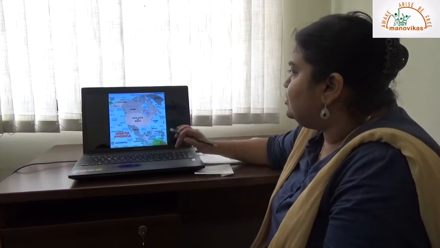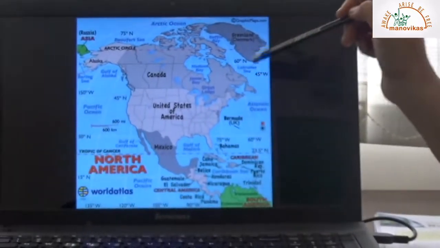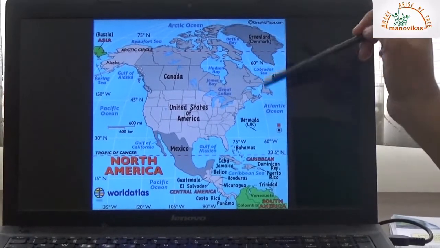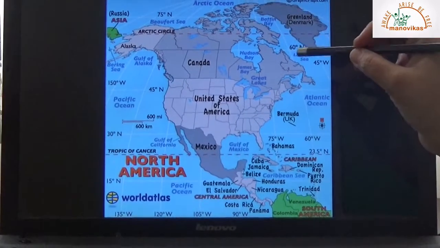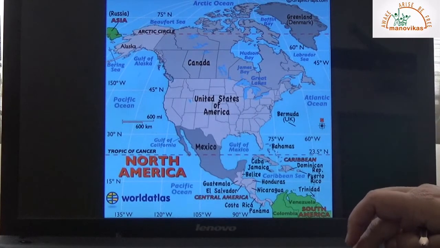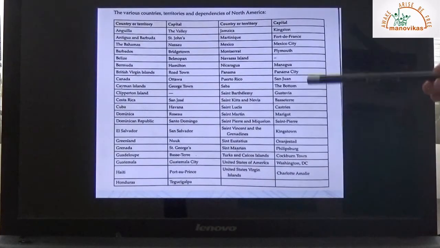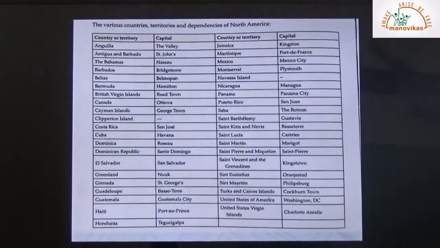Now this is a map showing the political demarcations or political divisions of North America. These political divisions say that it has 23 independent nations. These 23 independent nations have their own capitals. This is a slide showing the country or territory and the capital list, which is part of your textbook, page 72.